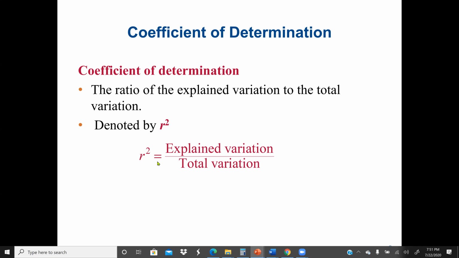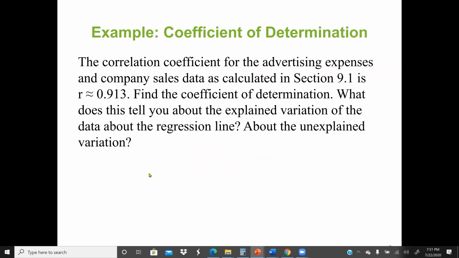But when R is not given, then we have to use the explained variation. After we find the explained variation, we find the total variation, then we divide the two. We get R squared. And R squared always gives us the percentage of the y value that was explained by the independent variable, let's say the x value.